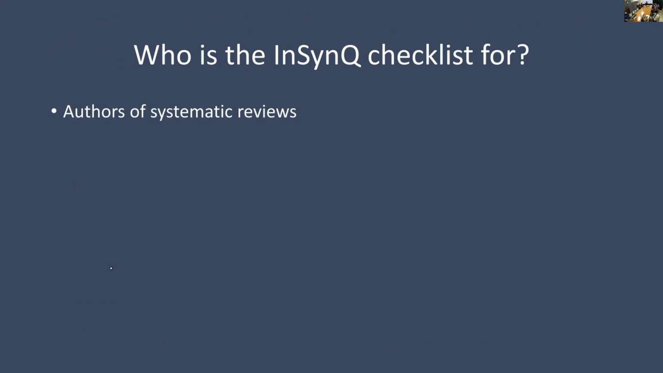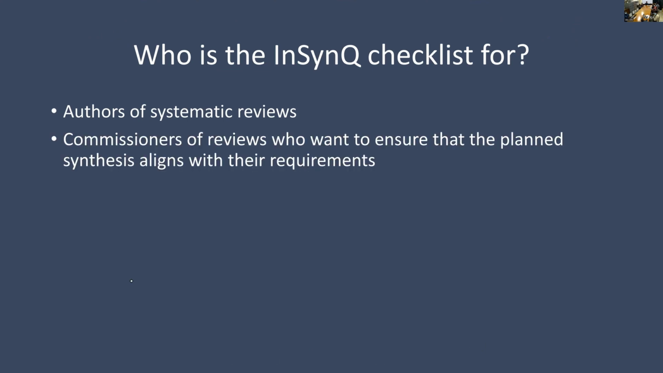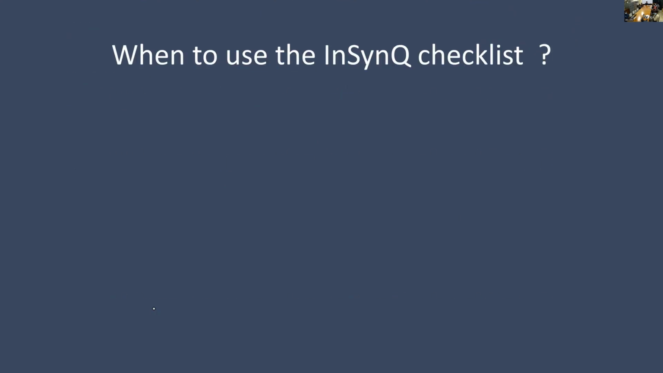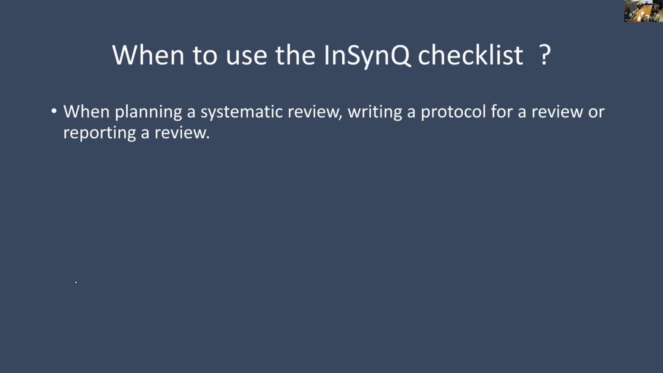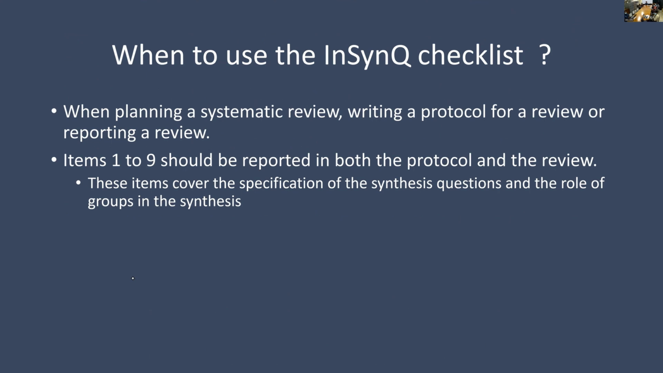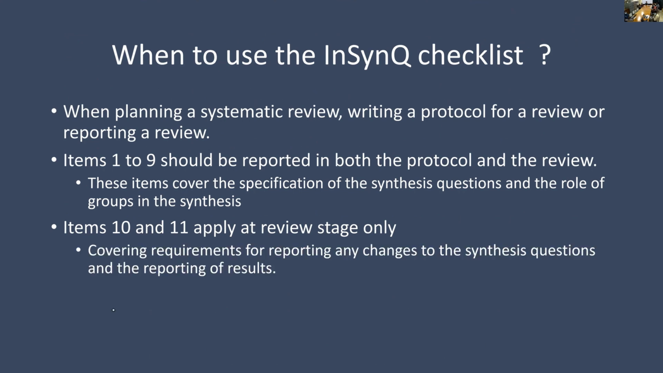So who is this for? Authors of the reviews. Commissioners of reviews who want to ensure that the planned synthesis aligns with their requirements. Editors, peer reviewers, and methodologists. When do we use this checklist? When planning a systematic review, writing a protocol for a review, and reporting a review. Items 1 to 9 should be reported in both the protocol and the review. These items cover the specification of the synthesis questions and the role of groups in the synthesis. Items 10 and 11 apply only at review, when you're writing the end part, covering requirements for reporting any changes to the synthesis questions and the reporting of results.